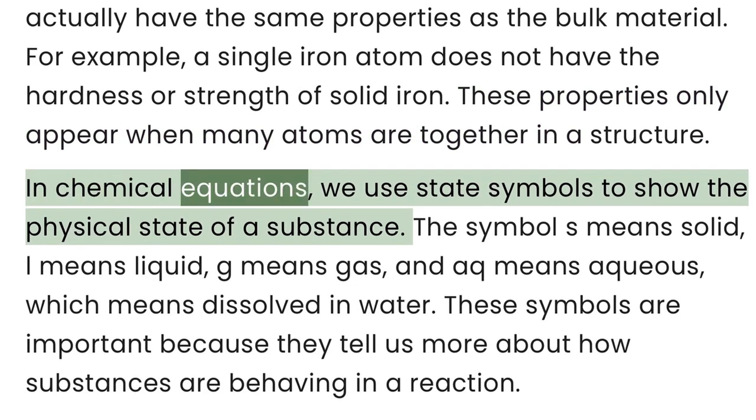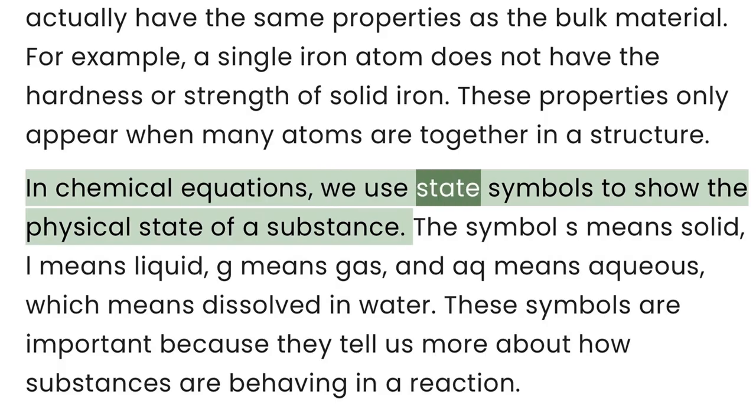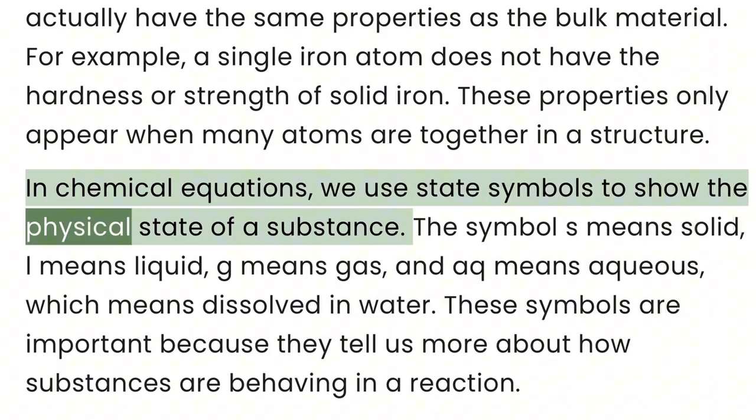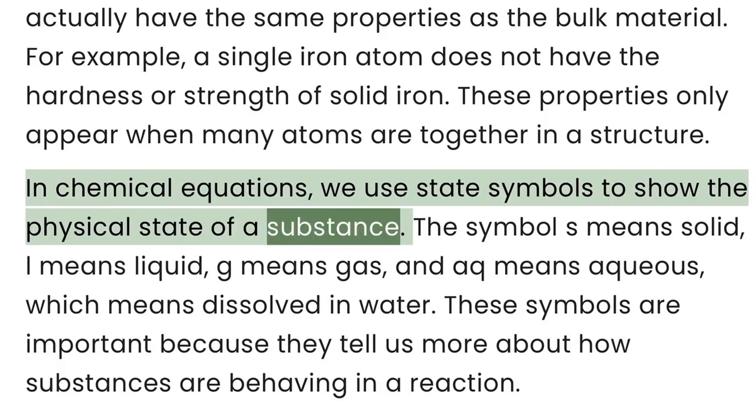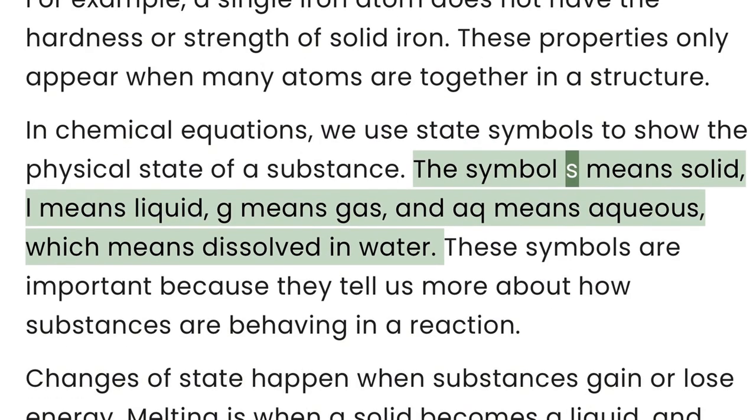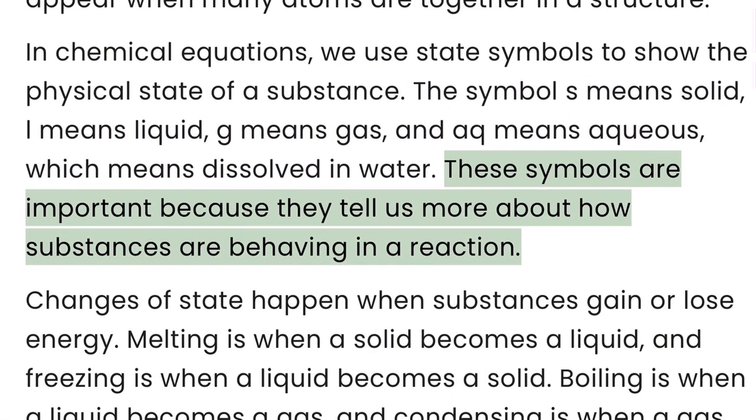In chemical equations, we use state symbols to show the physical state of a substance. The symbol (s) means solid, (l) means liquid, (g) means gas, and (aq) means aqueous, which means dissolved in water. These symbols are important because they tell us more about how substances are behaving in a reaction.